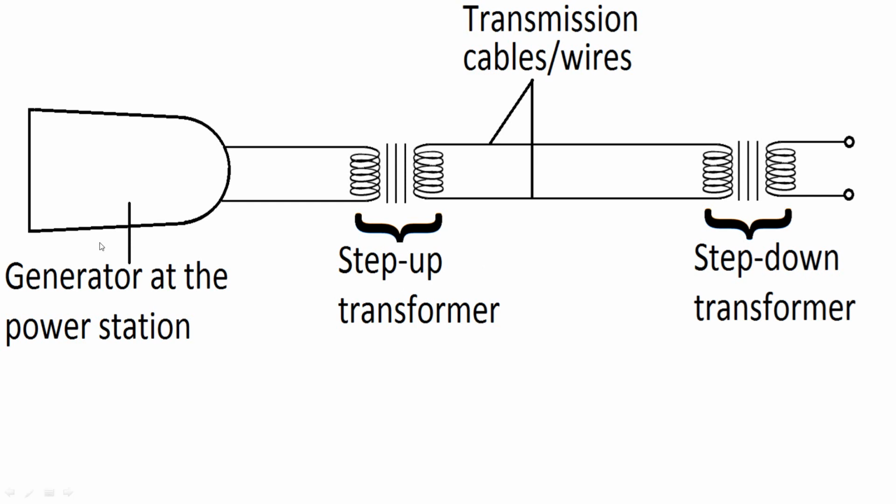We are saying the generator at the power station will produce electricity, and a step-up transformer will step it up so that it is transmitted at a high voltage and low current over long distances on pylons, and then stepped down before reaching the consumer. Let me show you a video to demonstrate that.